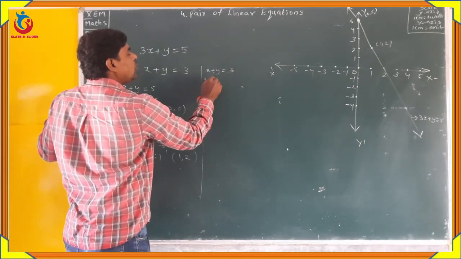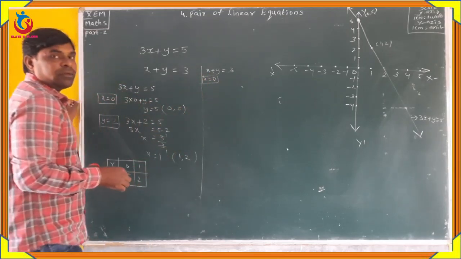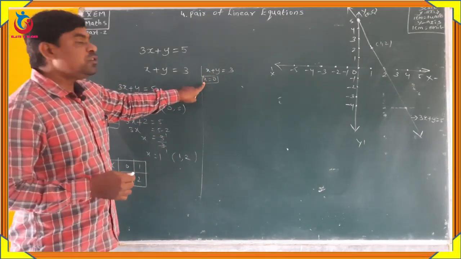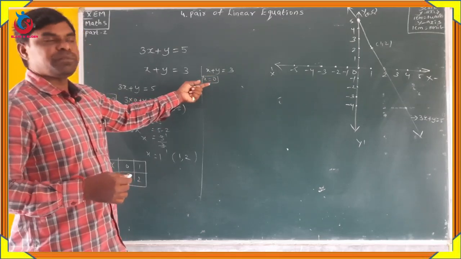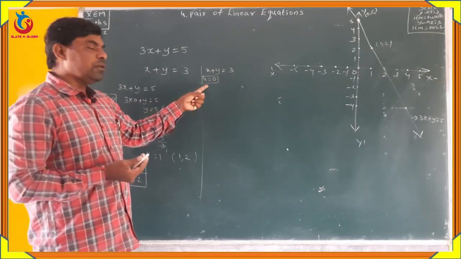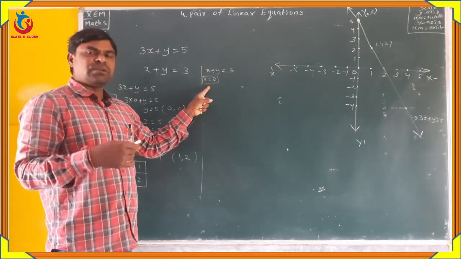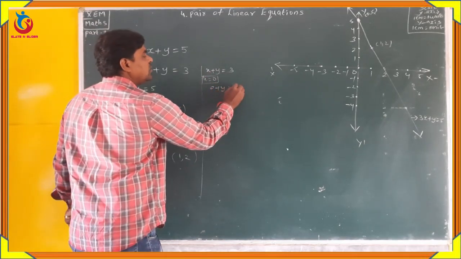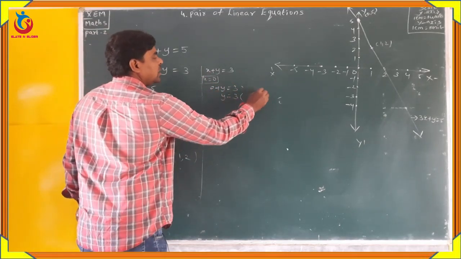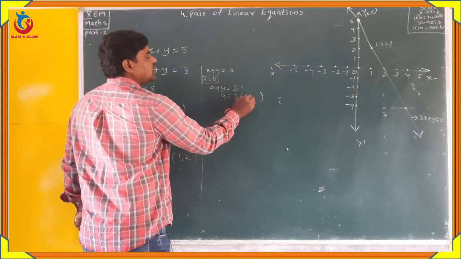So here also we have to find the points. First we should assume x is equal to 0. This is the easiest thing, that is why only I am assuming 0. Suppose if you are not interested to take 0, then you can take 1 or 2 or minus 1, minus 2, like that. So x is equal to 0, 0 plus y is equal to 3, y is equal to 3. The point will be x first, 0 comma 3.